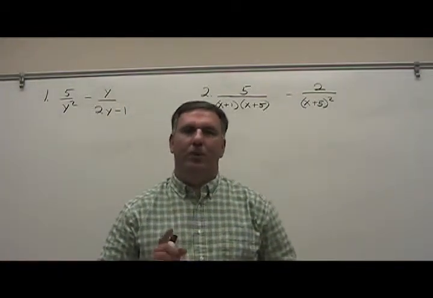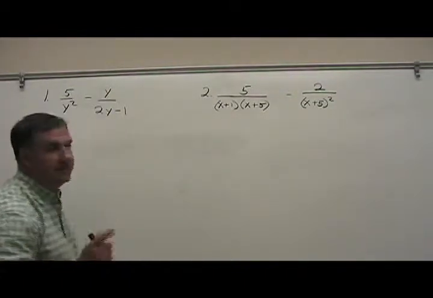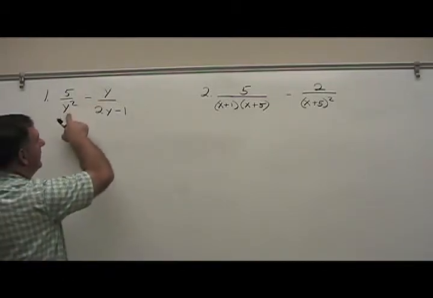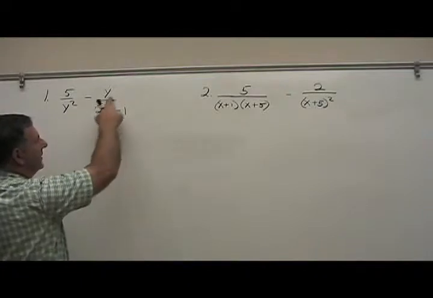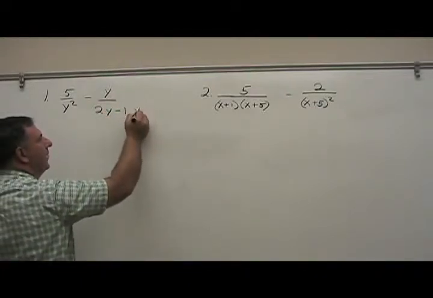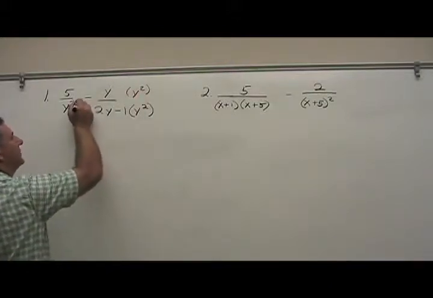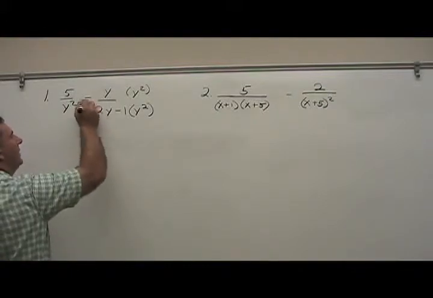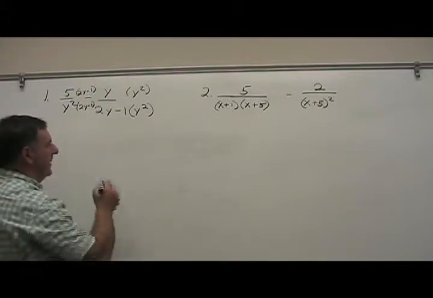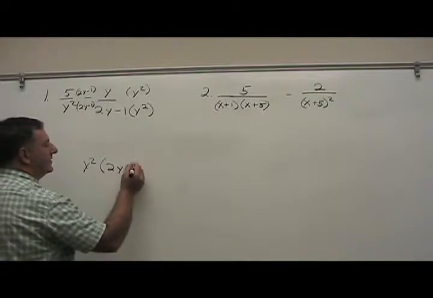Problem number 1, what we want to do is find a common denominator because we are going to be subtracting these two values. So the common denominator for 5 divided by y squared minus y divided by 2y minus 1 is going to be y squared and 2y minus 1. So our common denominator now is y squared times 2y minus 1.